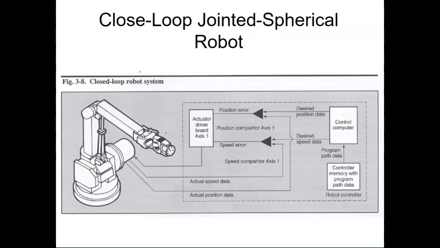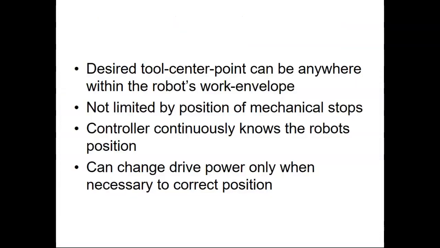So this is a jointed spherical robot. Each motor in the robot arm has a servo motor, which means that it receives feedback as to where it's at any one time. So you can have a desired tool center point anywhere within the work envelope. You don't have to limit positions with mechanical stops, which means one less step whenever you're having to build something for this guy. The controller continuously knows the robot's position and can change drive power.